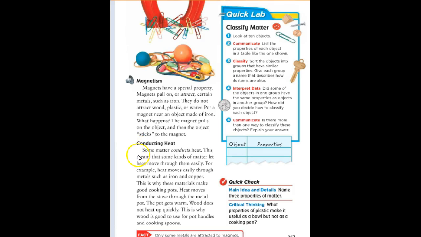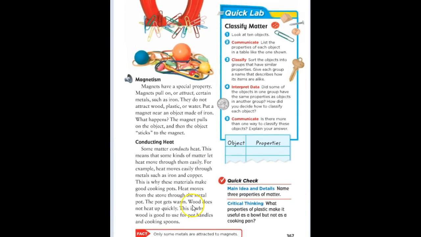Conducting heat. Some matter conducts heat, okay, and conducting means that it's easier for heat to travel through, so it makes things hotter. This means that some kinds of matter let heat move through them easily. For example, heat moves easily through metals such as iron and copper. This is why these metals make good cooking pots. Heat moves from the stove through the metal pot. The pot gets warm. Wood does not heat up quickly. This is why wood is good to use for pot handles and cooking spoons, because you don't want your cooking spoon to get hot very fast, otherwise you burn yourself.